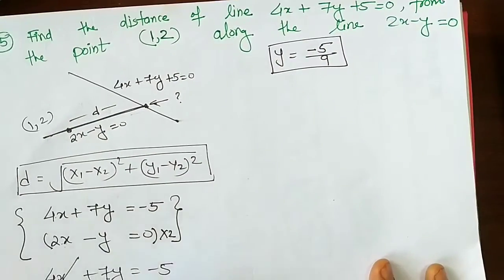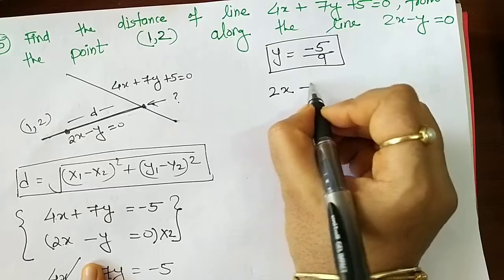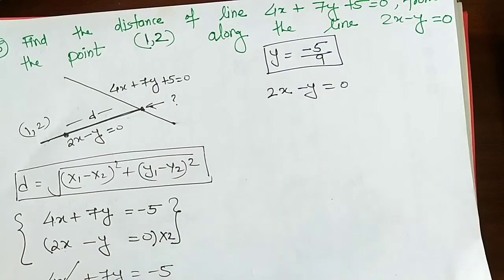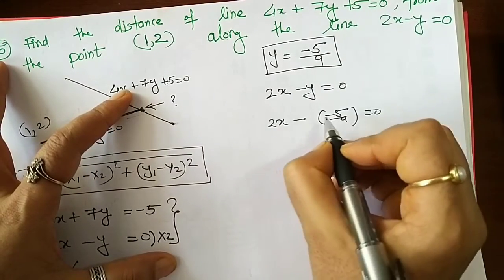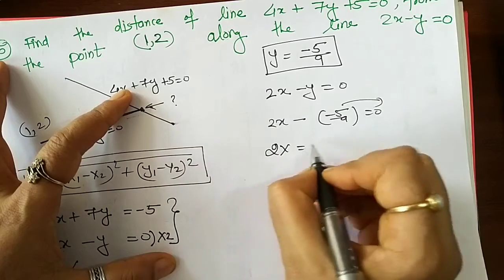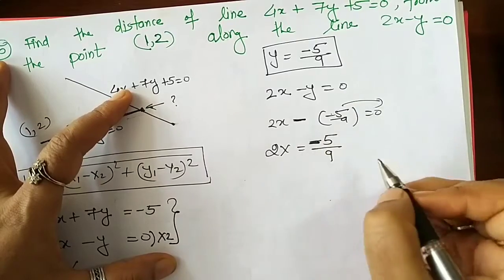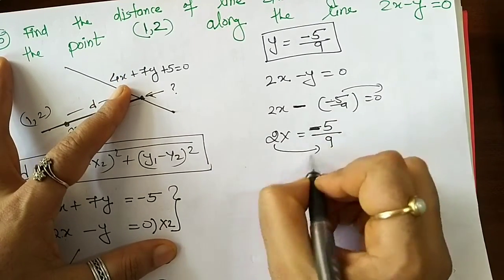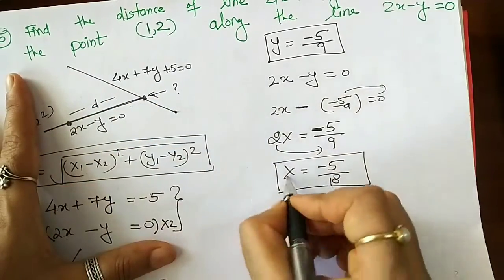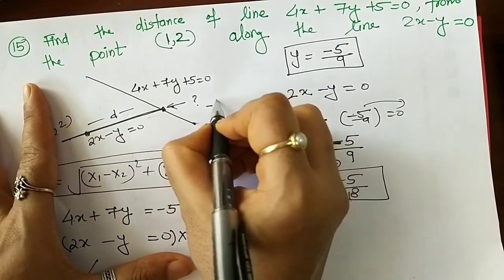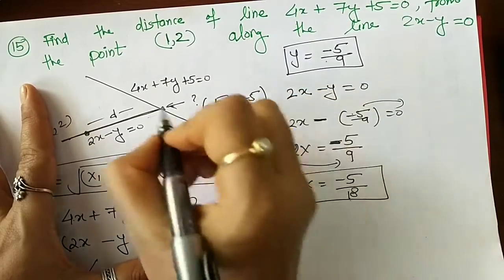In order to get the x value, I can put y in any equation. This seems to be a simple equation, so I am putting it here because the second is an easy equation. So I am putting y here. So 2x minus of minus 5 by 9 is 0. So this will go to the other side. So 2x is equal to minus of 5 by 9, because this minus will become plus and this minus is still there. Now this 2 will go down. So x is minus 5 by 18. So I got this point guys, x comma y, which is minus 5 by 18 comma minus 5 by 9. Correct, I got the point.